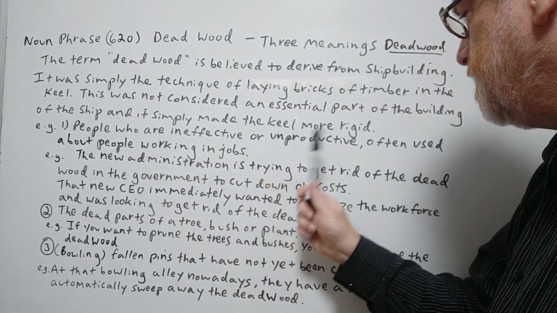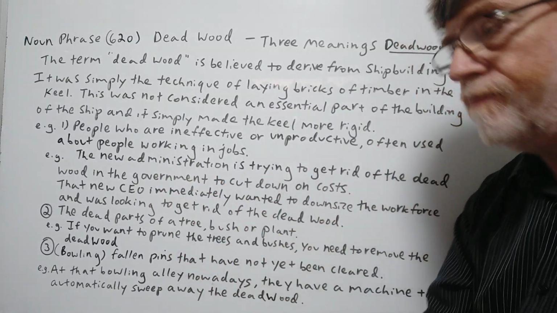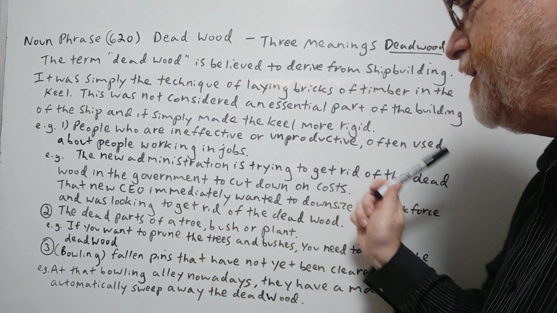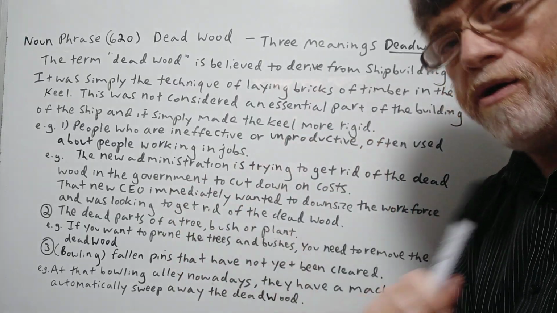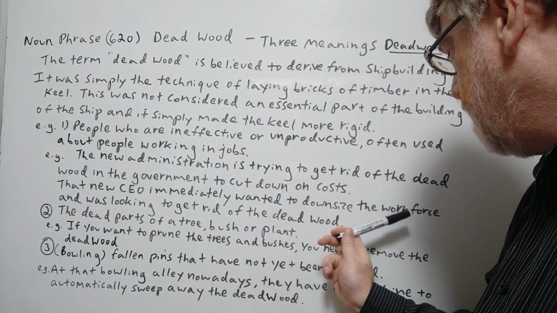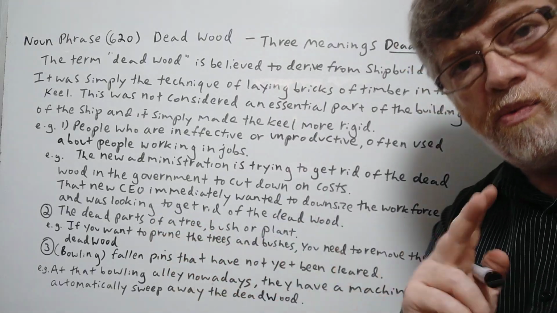People who are ineffective or unproductive, often used about people working in jobs. We got two examples. The new administration is trying to get rid of the dead wood in the government to cut down on costs. Or number two here, the new CEO immediately wanted to downsize the workforce and was looking to get rid of the dead wood.